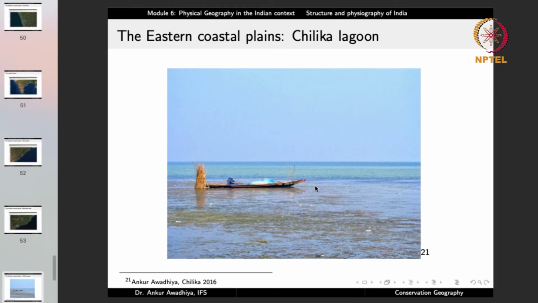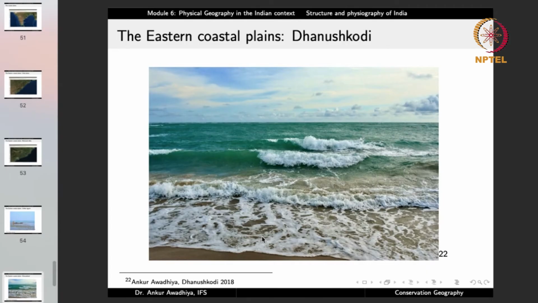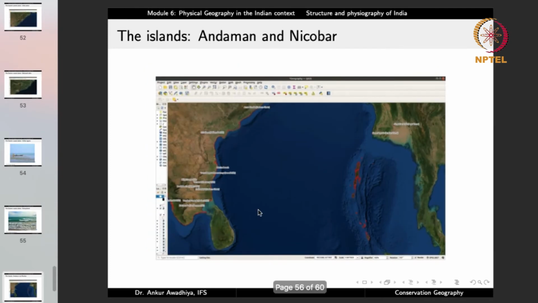This is a picture from the Chilika lagoon. Here again you can observe that the lagoon does not have a great depth of water. Now this is the eastern coastal plains in Dhanushkodi, and here you can observe that we have a beautiful sea. Then we have the islands.